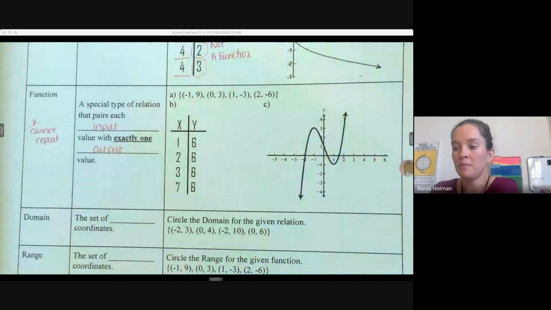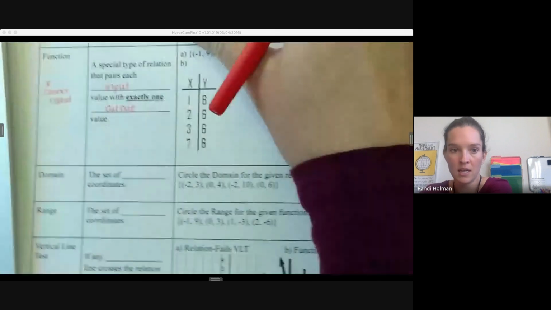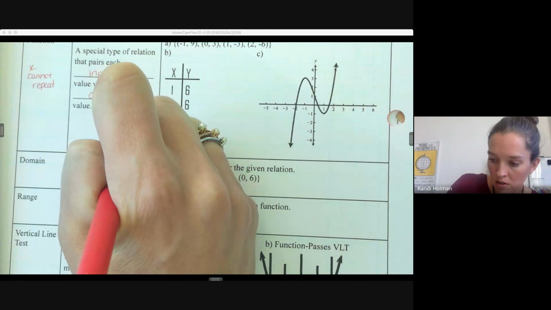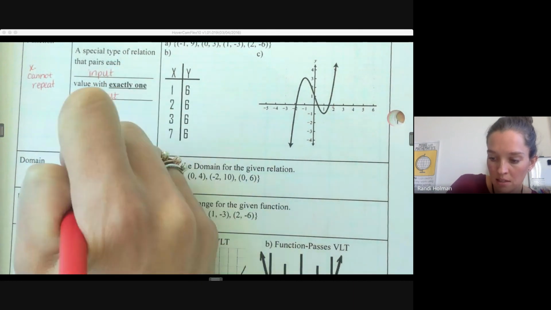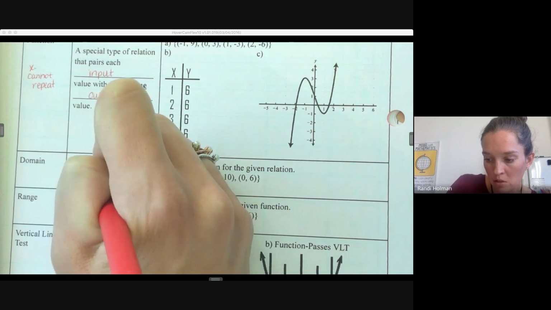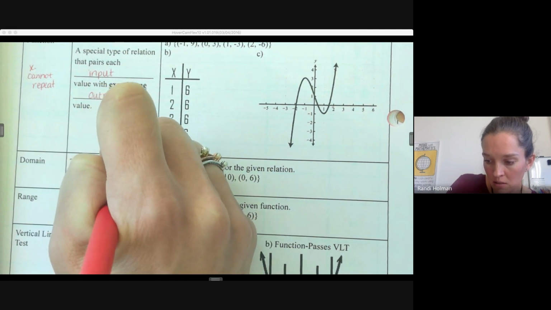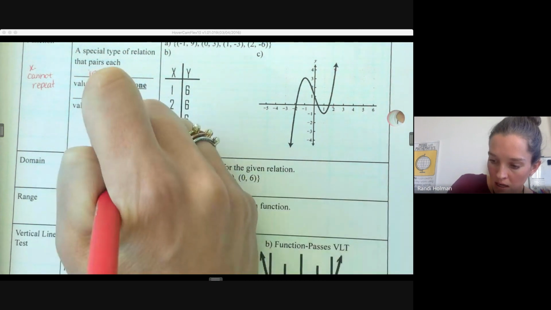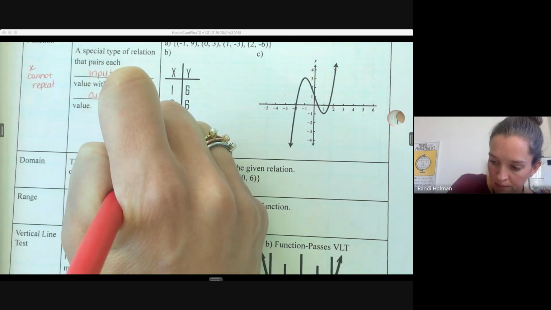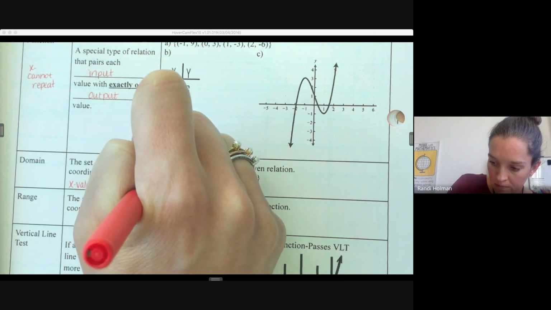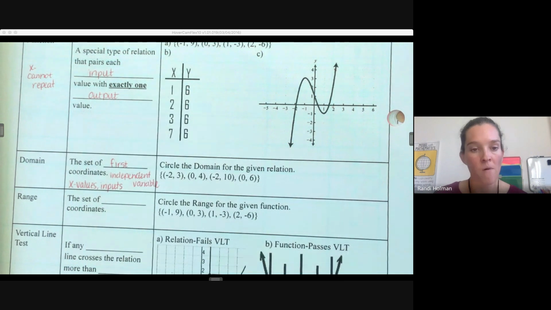Okay. Domain is the set of all of the first coordinates. So it's our x values. I've also used the term inputs. It's what we're putting into our function. It's also the independent variable. Okay, so all of those things go with domain.